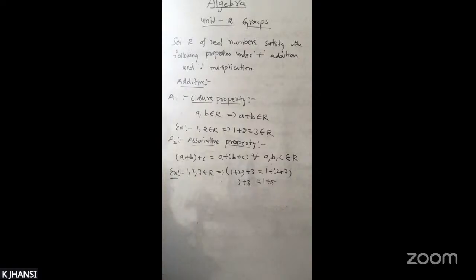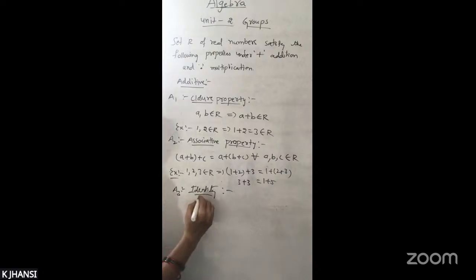Next, if you see the third property, it is the identity property, A3. A3 we call the additive identity or identity property.